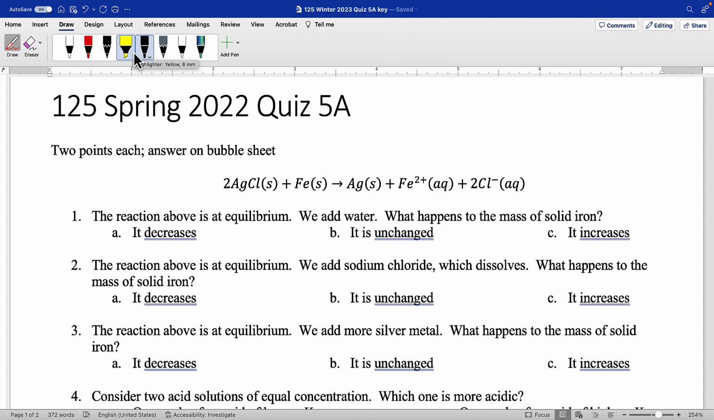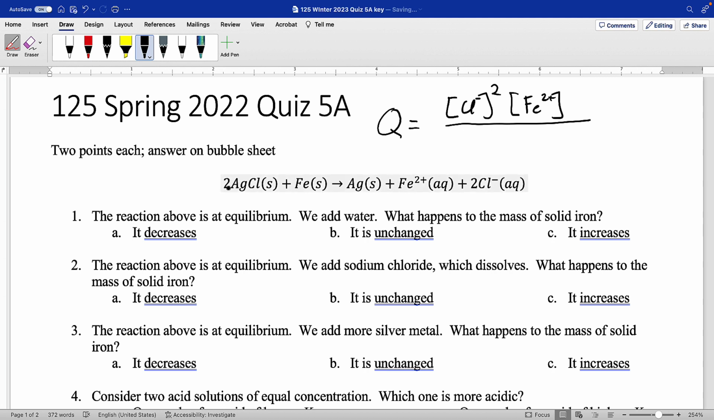So whenever you have this, you want to write the Q for the reaction first. So you look at this reaction and we've got the concentration of chloride ion. We've got to square that because we've got that coefficient of 2. We've got the concentration of iron 2. And we don't have the concentration of silver because that's a solid, so the activity is equal to 1. And on the left-hand side, we've got solid iron, so activity is equal to 1. And we've got solid silver chloride, so activity is equal to 1. So really the Q is just a product.